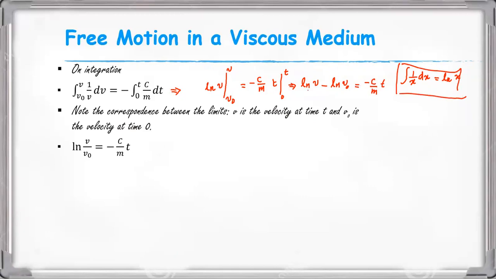Okay. Then what is ln v minus ln v0? Ln of a minus ln of b is equal to what? It is ln of a by b. So we can write ln v minus ln v0 is equal to ln of v by v0, that is equal to minus c by m into t.